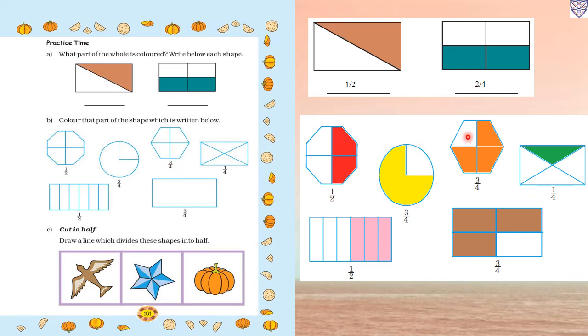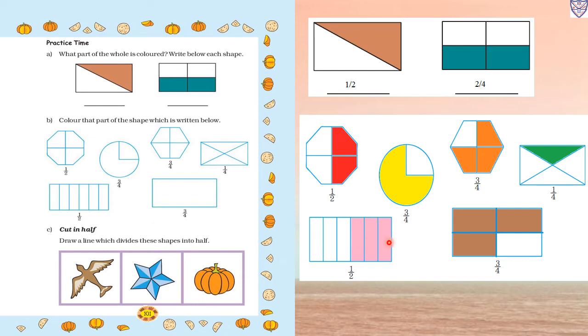And the third one is 3/4. The total parts are 1, 2, 3, 4, and we have to color 3 parts. So 1, 2, 3. Then again 1/4. How many parts are there in total? 1, 2, 3, 4. So we will color only one part. Then the next one is half. So 1, 2, 3, 4, 5, 6.